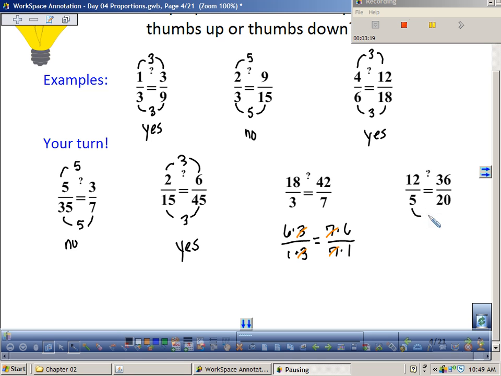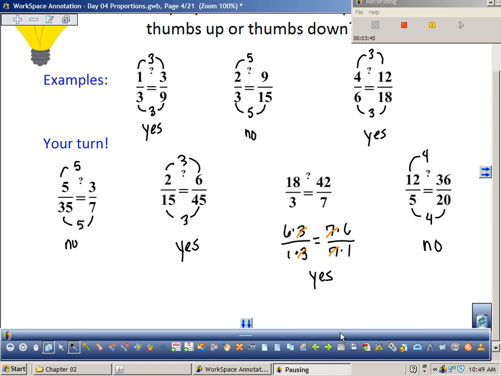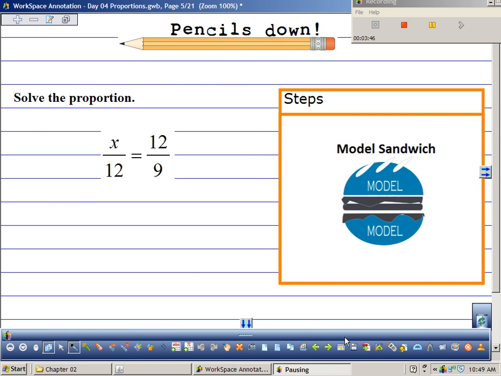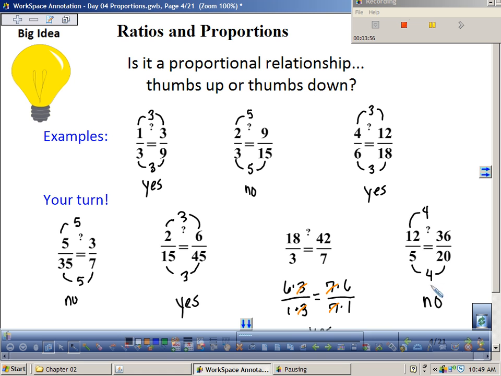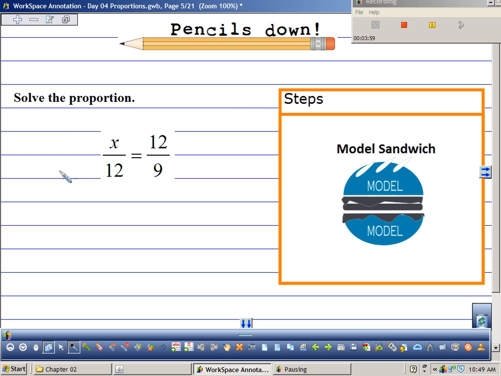All right. 5, 4, 3, 2, 1. Thank you. 5 times 4 is 20. Is 12 times 4 36? A little more difficult. All right, let's move on. You guys have questions? Isn't 5 times 4 20? Then 12 times 4 must be 36, but it's not. So that's not proportional. All right, let's move on.